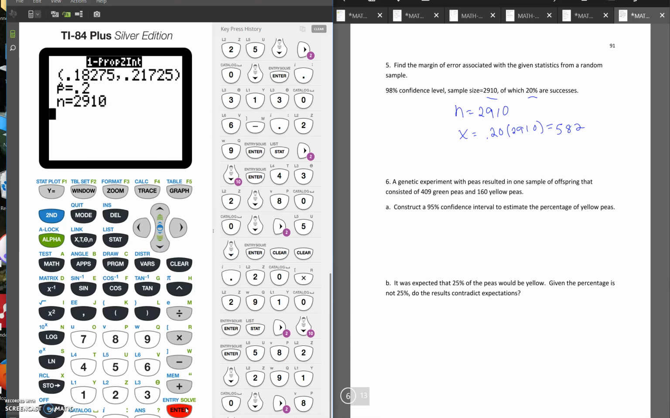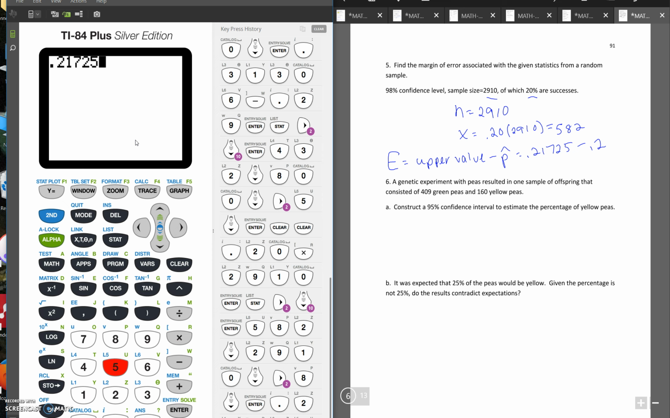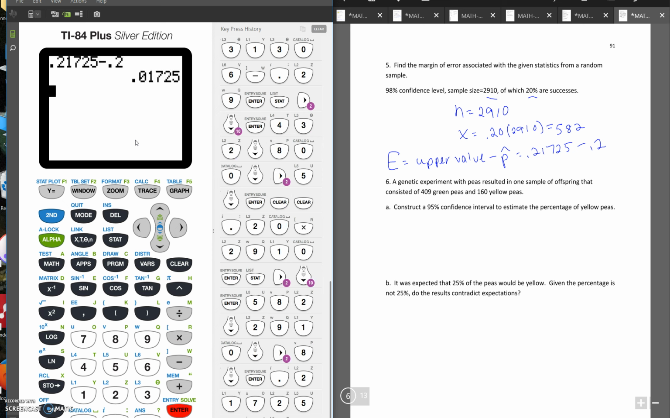And remember, to find our e, we can take the upper value, so e equals upper value minus the p hat. So we're going to take 0.21725 minus 0.2. So our e here is 0.01725.